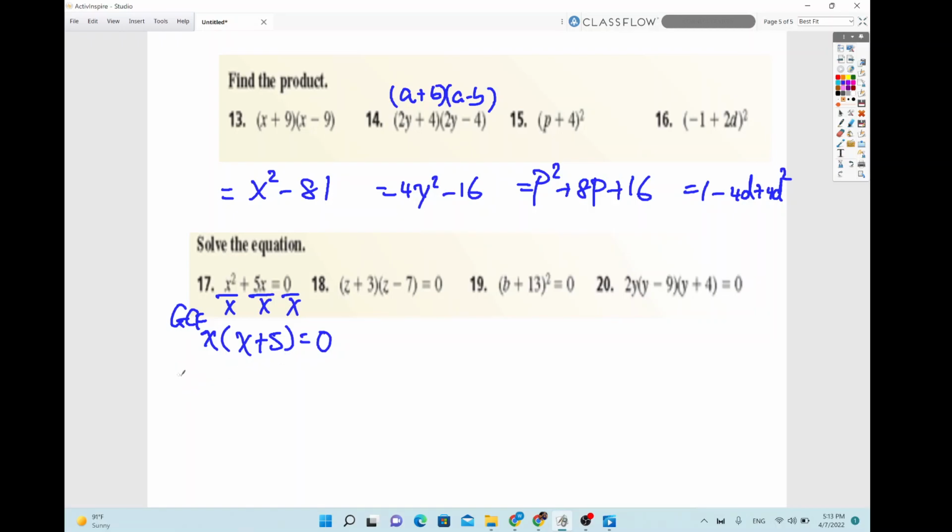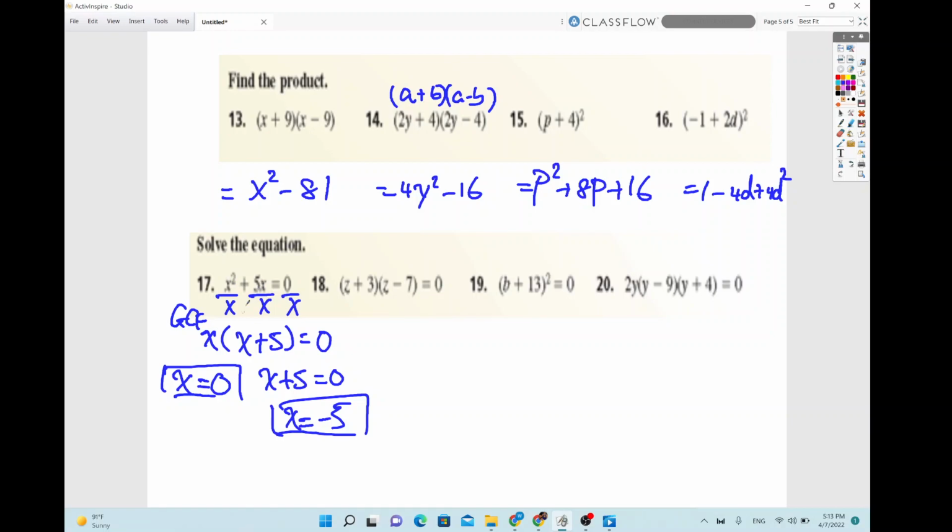So we do have two possibilities. This one means x could be 0, and also x plus 5 could be 0. So that means x equals 0, that's one of the solutions. And also x could be what? Negative 5. And you guys are always more than welcome to check your work. So 0, plug the number back into the original equation.